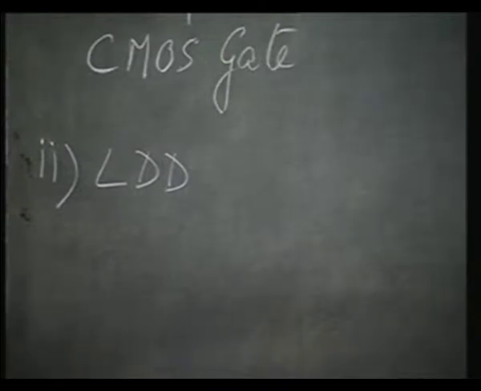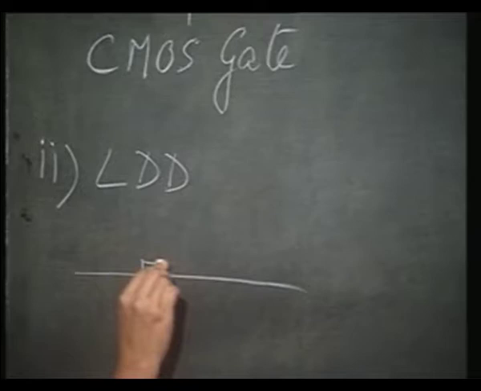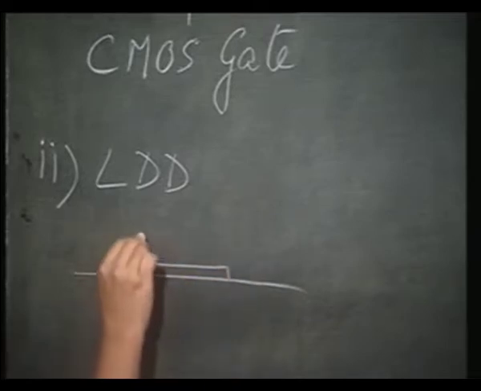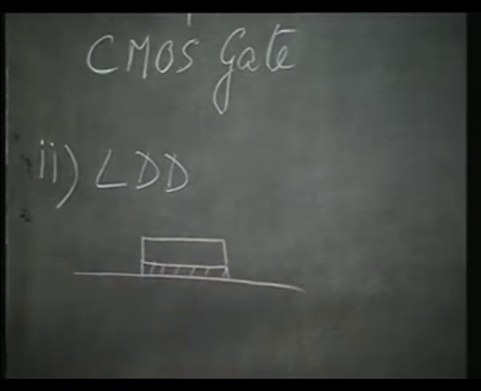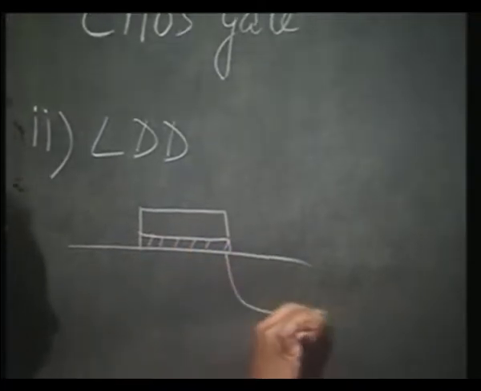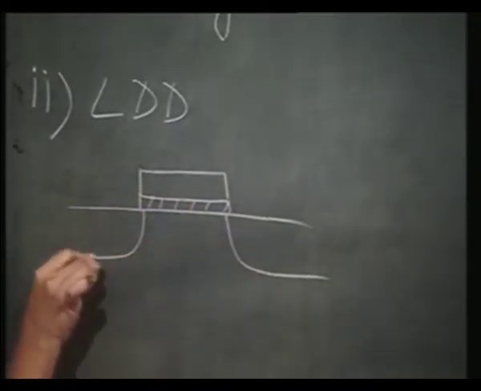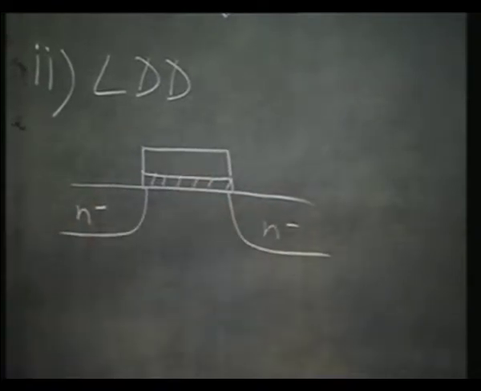Lightly doped drain for the NMOS transistor. Do you remember how we got this lightly doped drain? We had defined the gate, right. Then in the first step, after that we had done the source and drain diffusion, but these are N minus diffusions, okay.